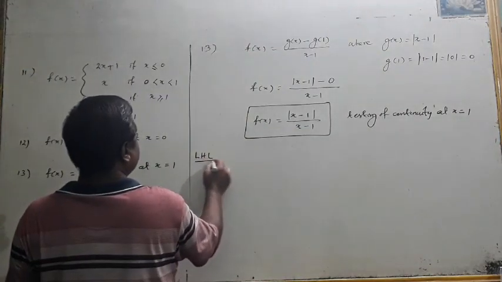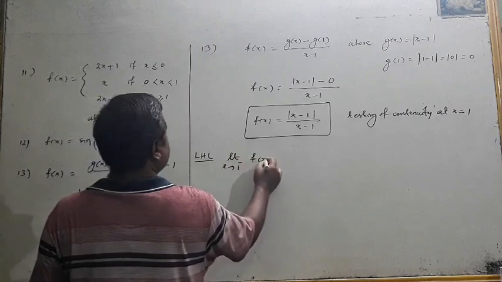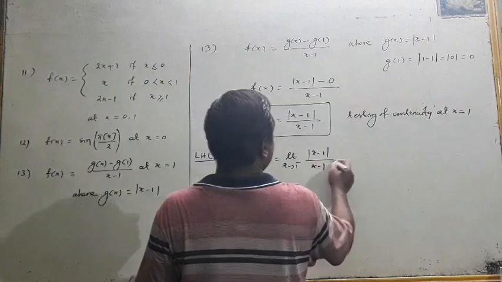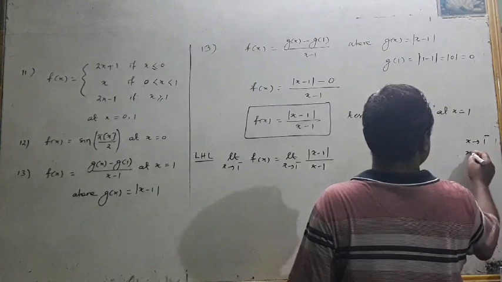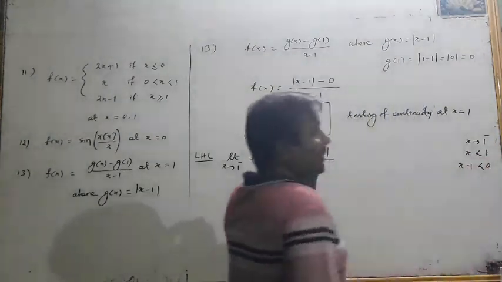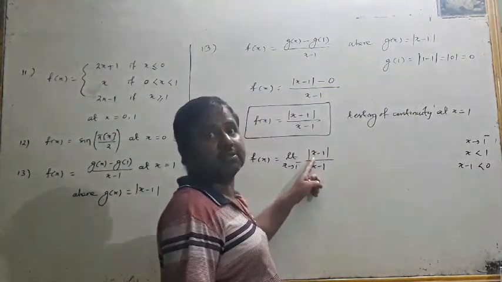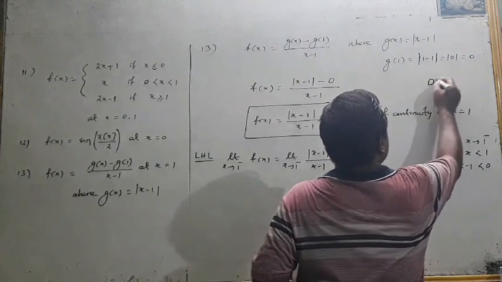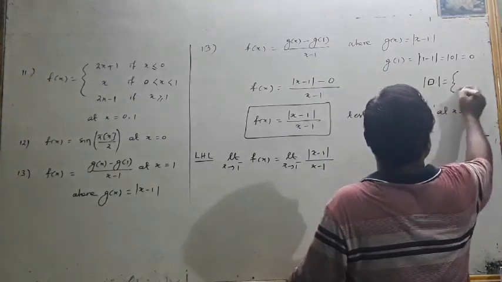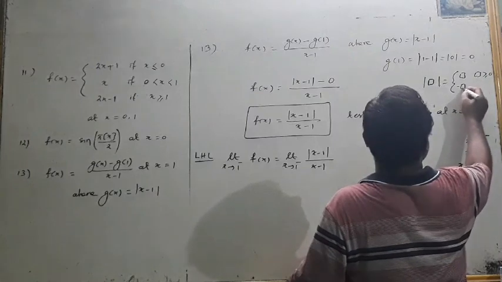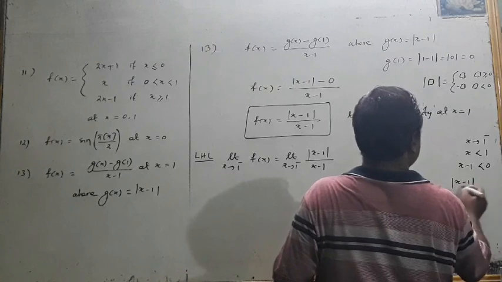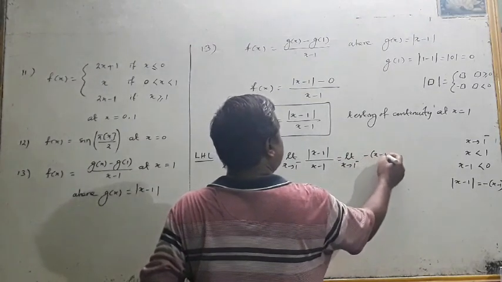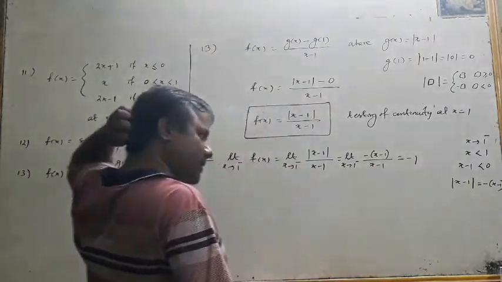Let us observe what is the left hand limit. The limit as x tends to 1⁻ of f(x), which is equal to the limit as x tends to 1⁻ of |x - 1|/(x - 1). Look here. When x tends to 1⁻, it is less than 1, so x - 1 is less than 0. If x - 1 is less than 0, it is not the bracket function, it is the modulus function. I have already told you previously, the modulus of anything is that thing when that thing is greater than or equal to 0, and minus of that thing when that thing is less than 0. So |x - 1| is here -(x - 1). So I am writing here the limit as x tends to 1⁻ of -(x - 1)/(x - 1), and the result is -1. This is the left hand limit.